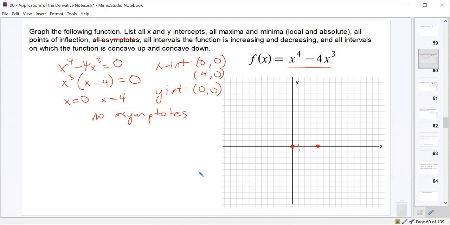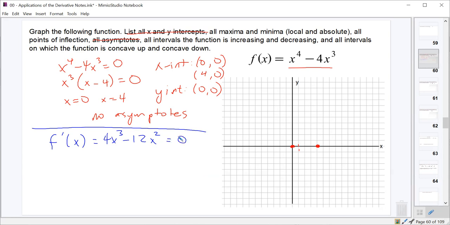All right, so that's about all we can do here, the x and y intercepts and the asymptotes, without taking a derivative. So now we'll take a derivative, and from our derivative, we'll be able to find maxima and minima and where the function increases and decreases. So our derivative is just 4x cubed minus 12x squared. And from there, we'll just set that equal to 0 and see when it's undefined.